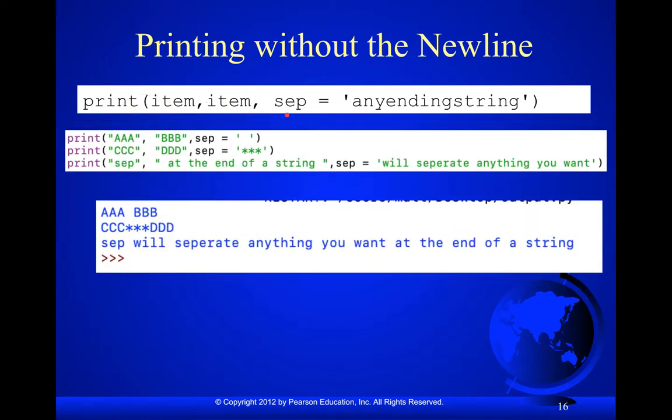The sep function separates two items with whatever you want. And this happens when you want to input a lot of data. So this one right here will separate the A's and the B's with a space, 3 stars, and it will just start and end, and then I put the stuff in the beginning.